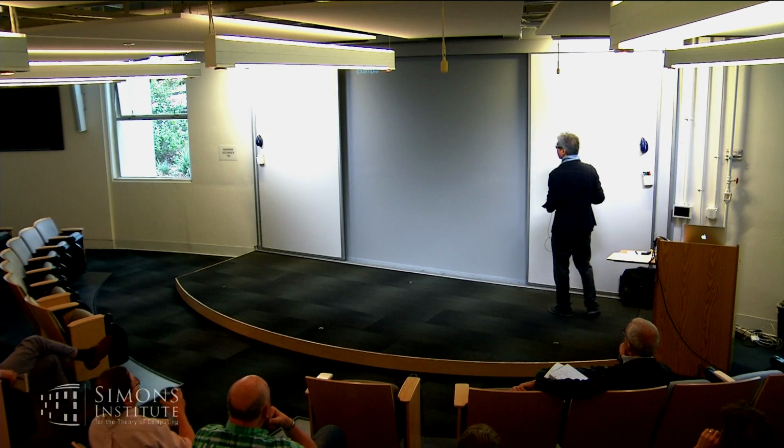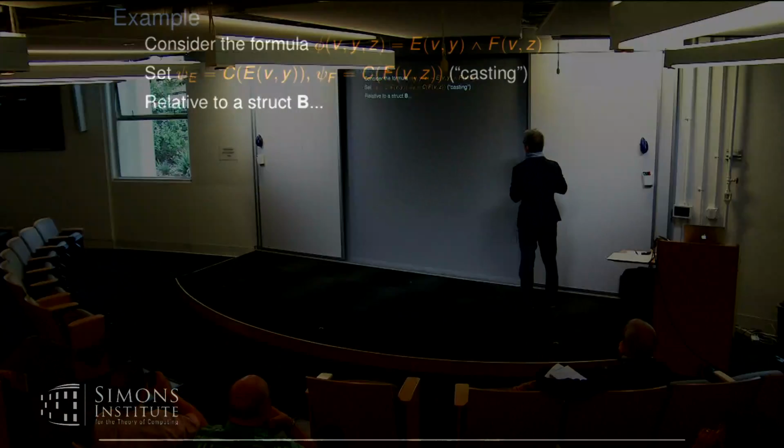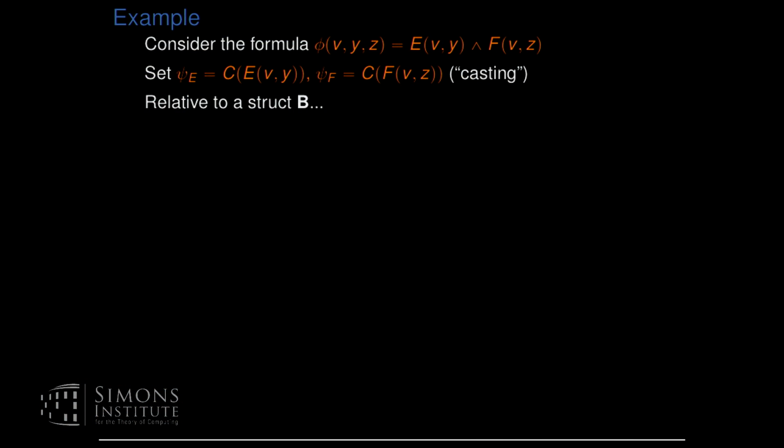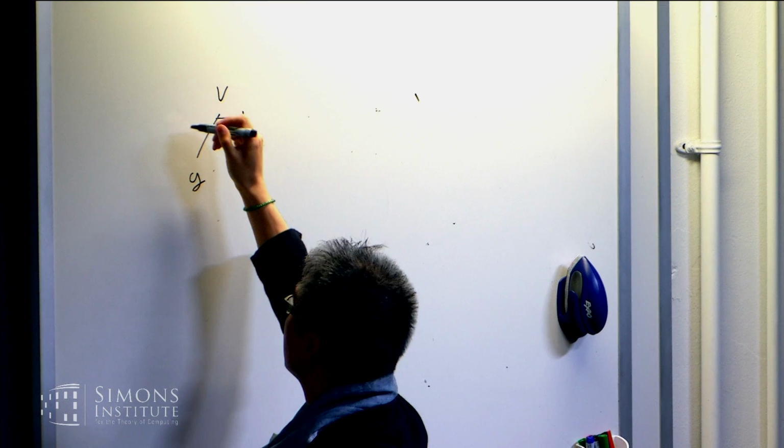Okay. But you haven't told us what the logic is yet. Yeah, I'm going to do that via an example here. So let's look at a tiny example. We have a formula with just two atomic formulas, E(v,y) and F(v,z), where E and F are relations.